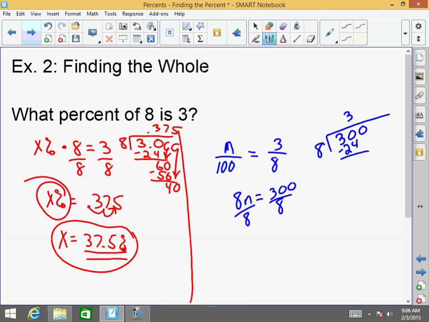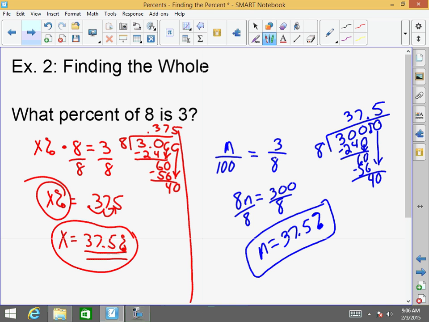That's 24. You've got 60 left over. That's 7, which is 56. I need to bring up my decimal. Drop down a 0. 8 goes into 40 5 times. So n equals 37.5%.